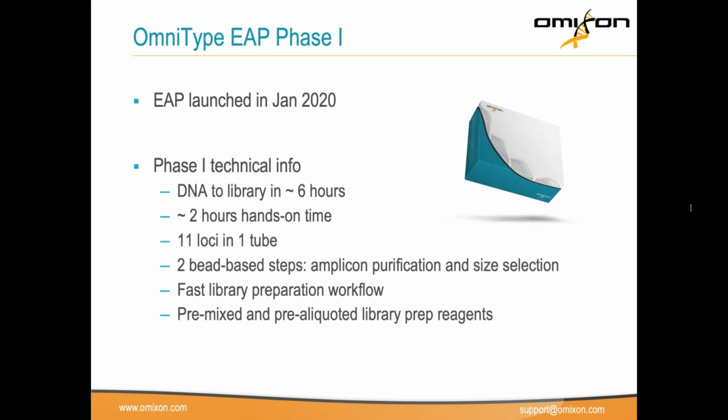You were able to go from DNA to library in about 6 hours for the entire workflow. This included 2 hours of hands-on time. All 11 HLA loci could be amplified in one single tube. There are 2 magnetic bead-based steps in the workflow, one for amplicon purification and one for size selection. And it also included a very fast library preparation workflow with pre-mixed and pre-aliquoted library preparation reagents, which makes things much easier. We will go into a bit more detail on all of this further down.